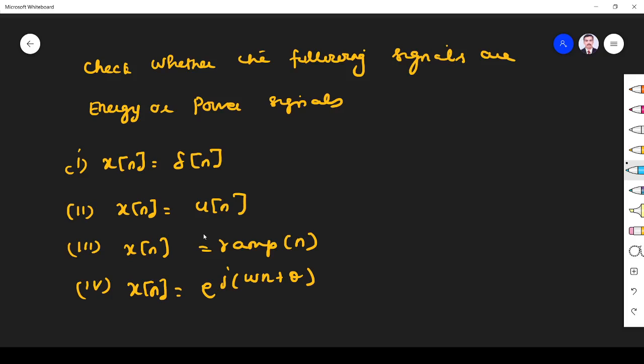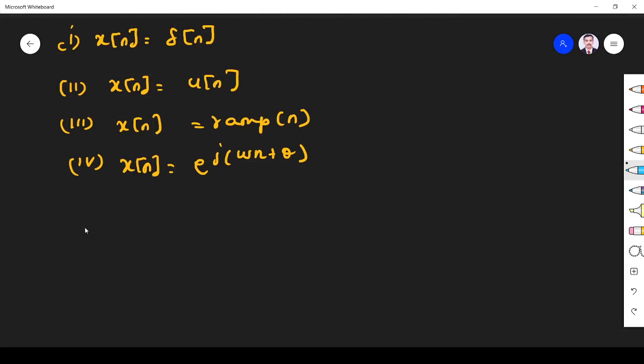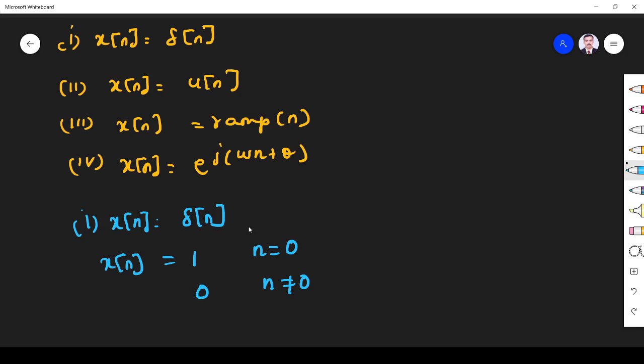Let us see this question. We have to check whether the given signals are energy or power signals. The first question is x of n is equal to del of n. We know that del of n exists only at n is equal to 0. So x of n also exists at n is equal to 0, and for all other values it is 0, because x of n is equal to del of n.